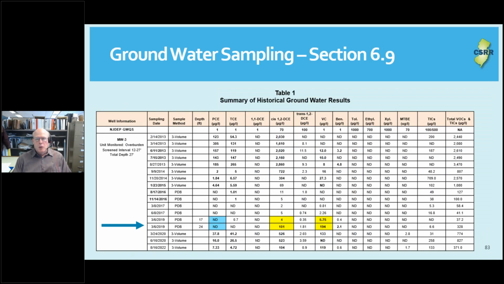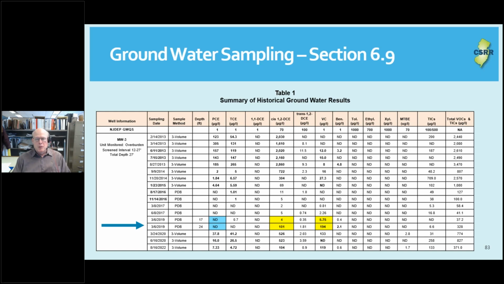This is the same table that we looked at a couple minutes ago. This time I want to draw your attention to the passive diffusion bag sampling events of March 2019, highlighted by the blue arrow. During that sampling event, diffusion samplers were set at well depths of 17 and 24 feet in an effort to vertically profile the water quality in the well. Please note the difference of cis-1,2-dichloroethylene and vinyl chloride between the two samples. These results are highlighted in yellow.